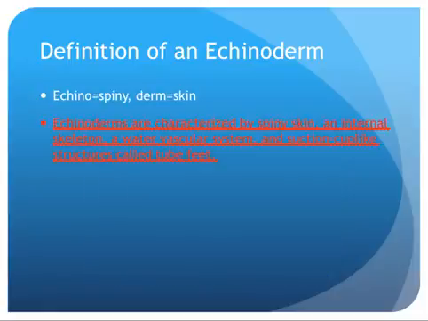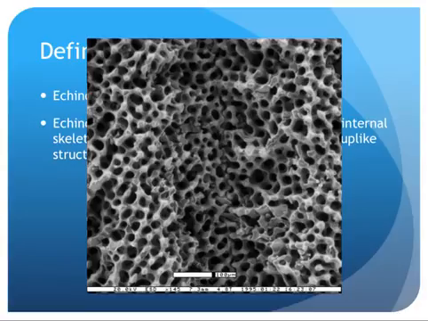And this is the definition of an echinoderm. Echinoderms are characterized by spiny skin, an internal skeleton, a water vascular system, and suction cup-like structures called tube feet. So all echinoderms have those characteristics. Here's a picture of their internal skeleton, and this is what you would see if you washed away all of their soft tissue.